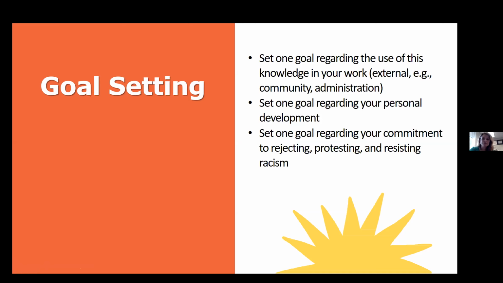One, how can you use this knowledge in your work? So externally, outside of yourself, how can you use this in what you do in the community or in administration? Also, set one goal for your personal development, right? How can you learn more about your identity, be more firmly committed to these goals and things like that? And then along those lines, set one goal regarding your commitment.